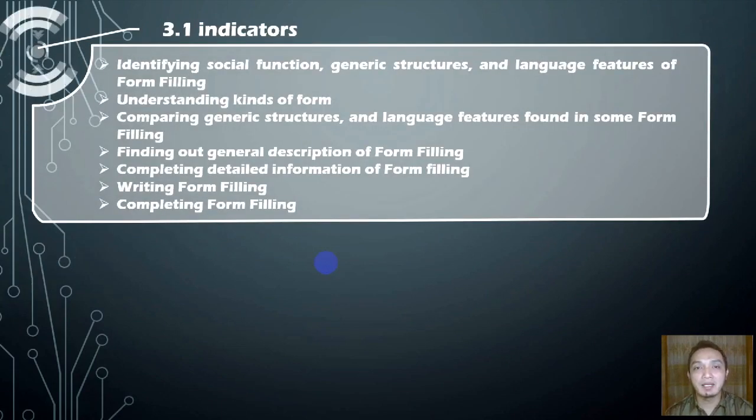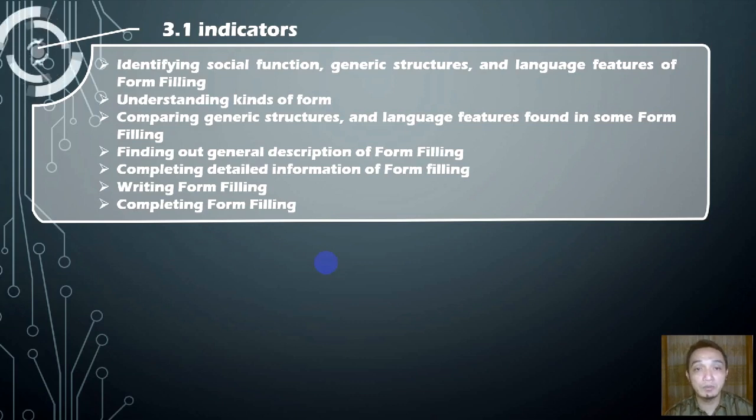Now we go to the next layer about the indicators of 3.1. Indicators mean the stages or the steps for you to achieve the goals in 3.1 basic competence cognitive skill. Number one, identifying. Before you can compare between some forms, you should first know what to do. The first is to identify social function, the structures and features of form filling.